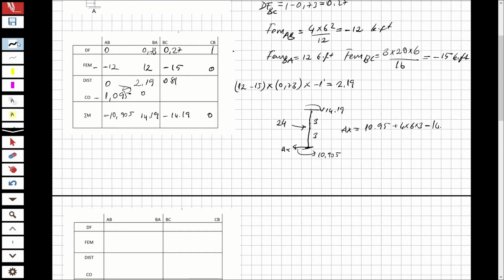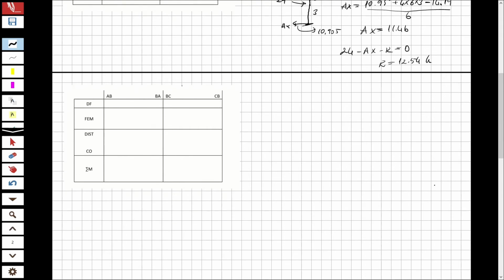Excuse me, 14.19. When I divide by the length of this member, I will obtain AX as 11.46. If 24 minus AX minus R is equal to 0, then R will be equal to 12.54. R is equal to 12.54. Now I have found the first R, then I'm going to find R prime.